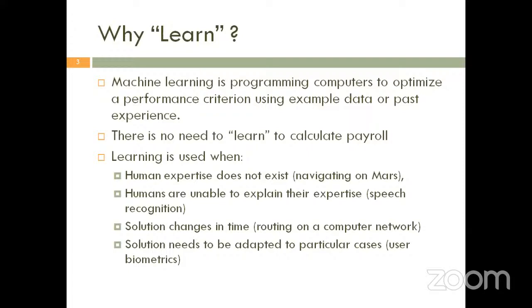There is no need to learn to calculate payroll. Learning is used when human expertise does not exist, for example navigating on Mars. The robots working there on Mars are actually working on machine learning. Humans are unable to explain their expertise, for example speech recognition, which is NLP. Solution changes in time, for example routing on a computer network, and solutions need to be adapted to particular cases, for example user biometrics. I think you might have used all these examples in some way in your general life. Biometrics in companies, schools or colleges, and even some places have speech recognition devices.